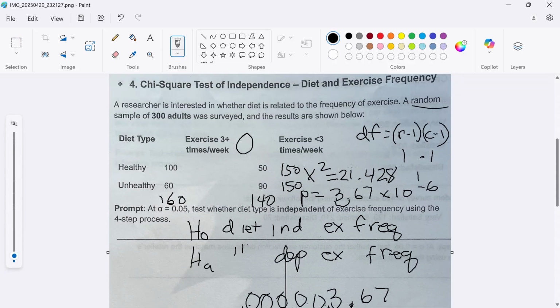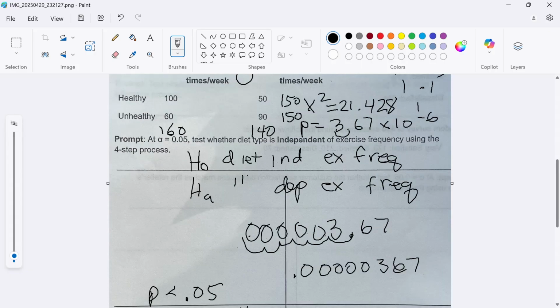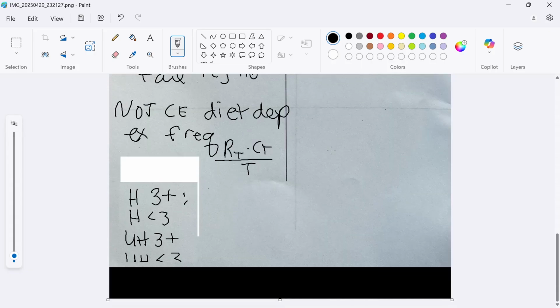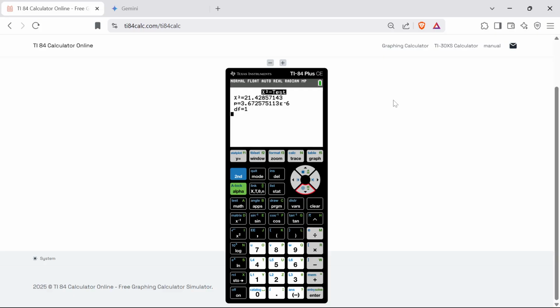So for 3+ and healthy, the row total is 150, the column total is 160. So this is 150 times 160 divided by 300. And what does that come out to? I'll check it on the old TI-80. This is a long way of doing it.